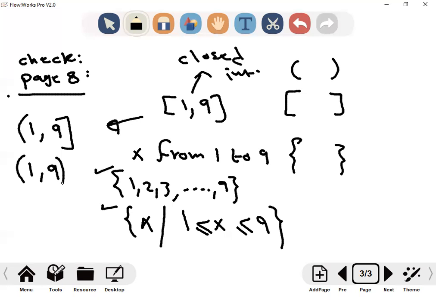This is a closed interval. This, we can call it half closed or half open. It's the same. You can say half closed. You can say half open.